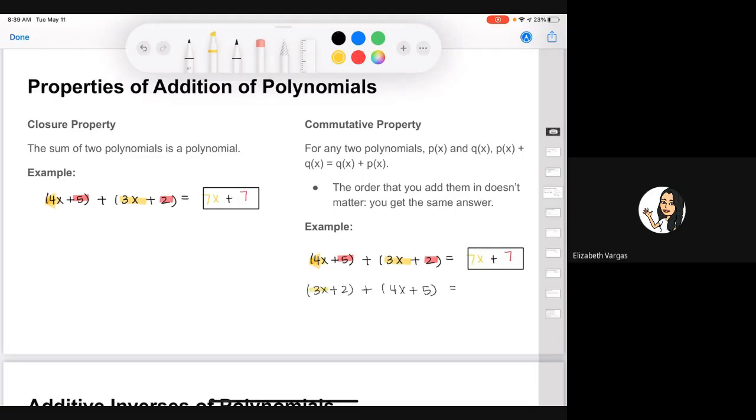What this is telling me is that basically my resulting polynomial wouldn't change, right? I'm still adding 3x plus 4x, which is still 7x. And I'm still adding 2 plus 5, which is still 7. And so those resulting polynomials are the same. And so what this is telling me is that addition follows the commutative property, which tells me that the order that you add things doesn't really matter. You still get the same answer. Okay, so the two properties that we see whenever we do addition are the closure property and the commutative property.